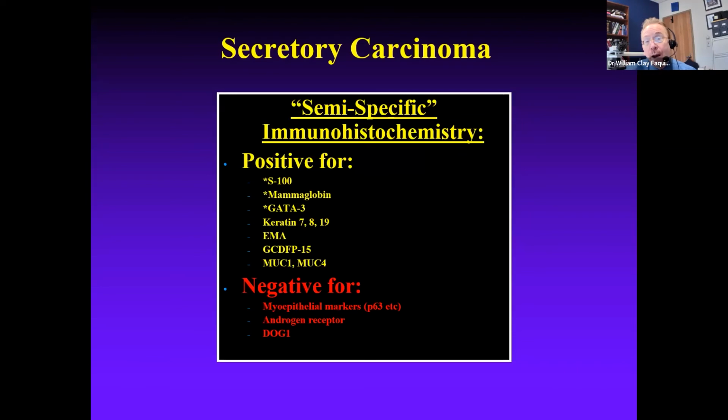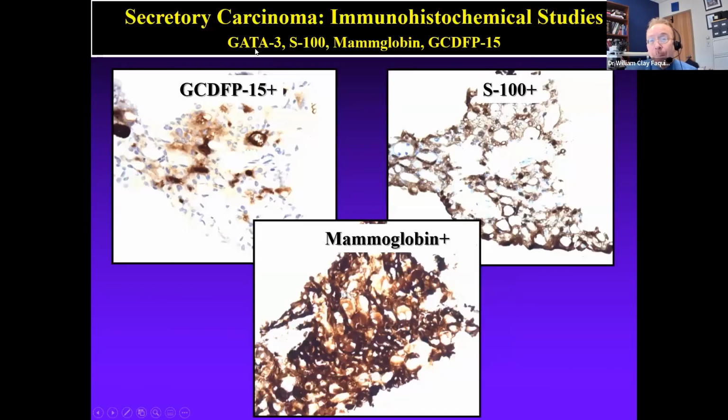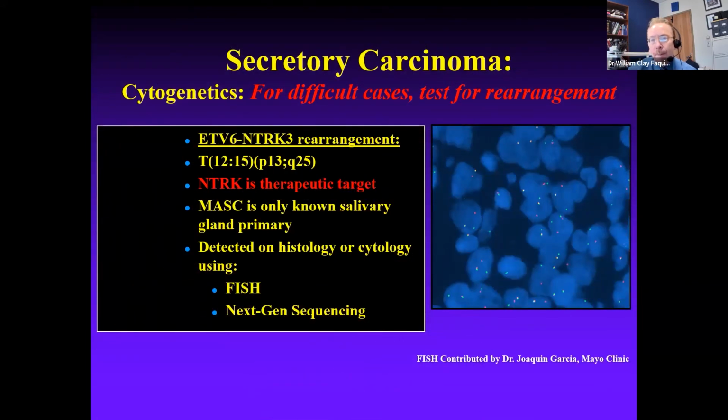However, the immunoprofile is fairly specific. They're positive for GATA3, S100, mammaglobin, and GCDFP15. So if you have a cell block and you get this immunoprofile, you can be pretty confident that you're dealing with a secretory carcinoma. The immunoprofile does overlap with intraductal carcinoma, but again, these are two carcinomas with overlapping features. However, the most specific ancillary test would be to actually do the molecular, showing that there is this gene fusion involving the NTRK gene. And keep in mind that this is important because NTRK can be useful as a therapeutic target.